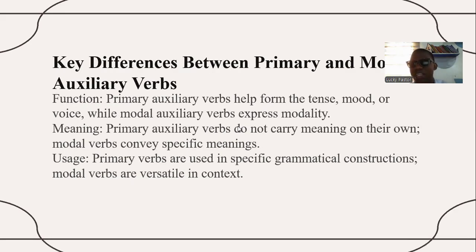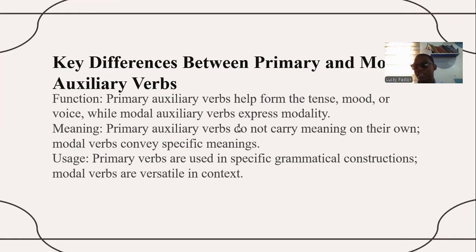Okay, now let's look at the key differences, right? Key differences between primary and modal auxiliary verbs. What are some key differences? Number one, in terms of function, they differ. How? Primary auxiliary verbs help form the tense, mood, or voice, while modal auxiliary verbs express modality in a sentence. We've already explained that. The tense, the voice, and the mood of a sentence can be expressed by using primary auxiliary verbs.